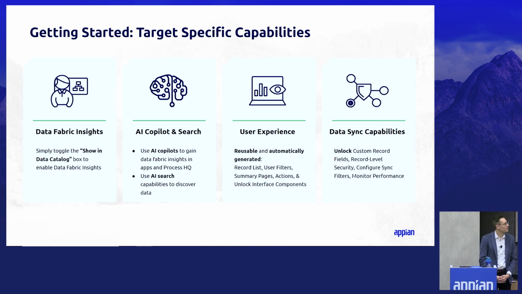This is sort of a little bit more about where you can target these specific capabilities, right? So I mentioned Data Fabric Insights. It's our self-service analytics capability in Process HQ. AI Copilot and Smart Search are two new AI features that leverage Data Fabric that you could start using and embed in different parts of your application without having to make a big change to your app.